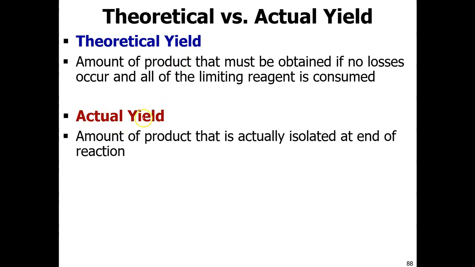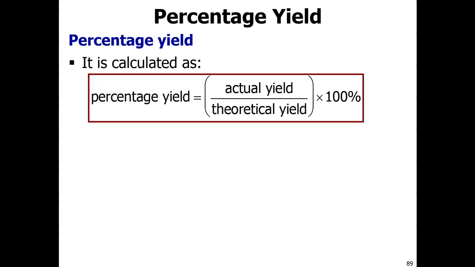And then in the lab, the actual yield is the amount of product that we actually isolate and get in the end. And the calculation is pretty simple. If we want to do percent yield, we would take the actual yield, or what we actually got in the lab, and divide it by the theoretical yield. So that's what we calculated on paper, and multiply that by 100, and that will be our percent yield.